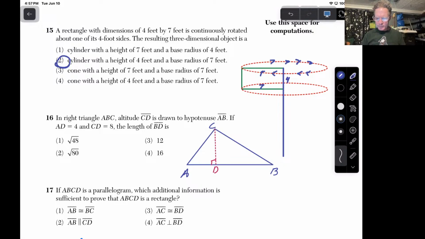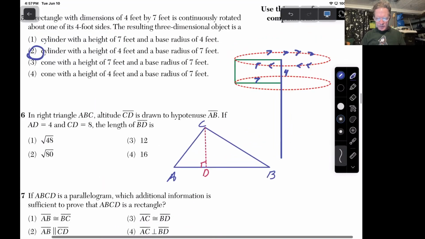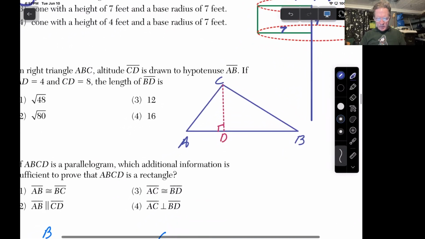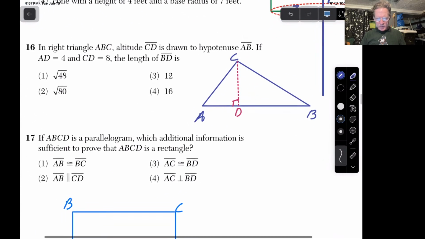Right triangle altitude theorem. In right triangle ABC, altitude CD is drawn to hypotenuse AB. If AD equals 4 and CD equals 8, the length of BD is ?